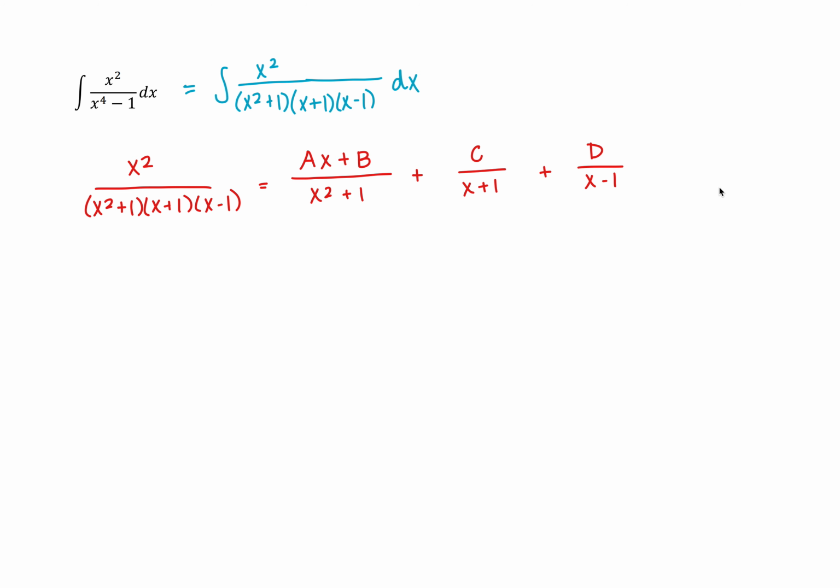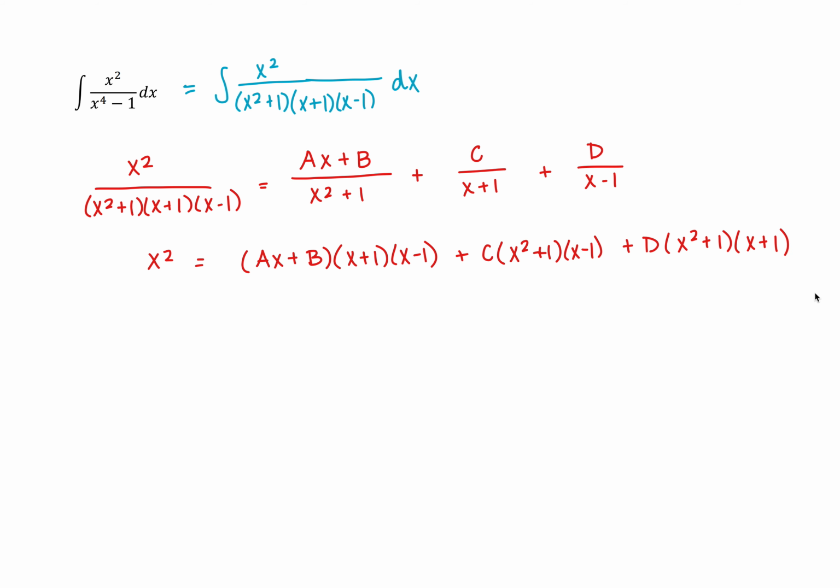And now I'm going to do just like I've done before. I'm going to multiply through by the common denominator, the x squared plus 1 times x plus 1 times x minus 1. And when I do that, I'm left with x squared is equal to ax plus b times x plus 1, x minus 1, plus c times x squared plus 1 times x minus 1, plus d times x squared plus 1 times x plus 1. So there is a lot more happening here.